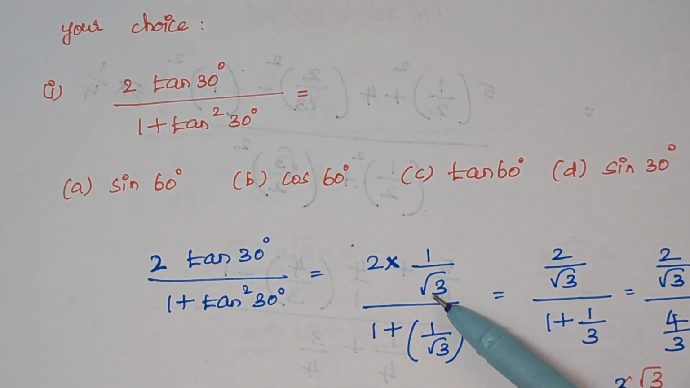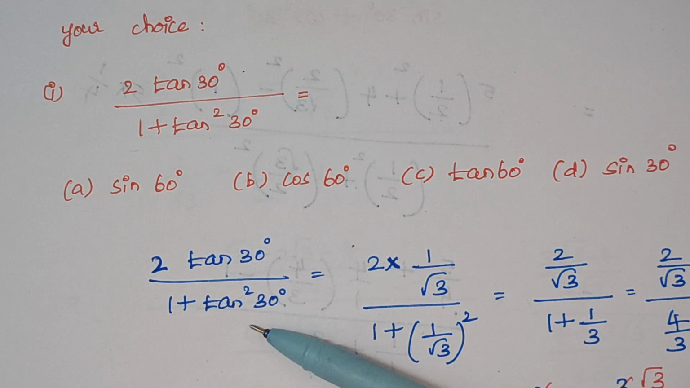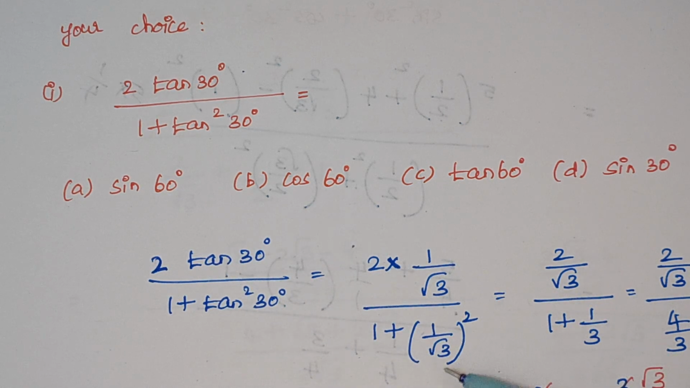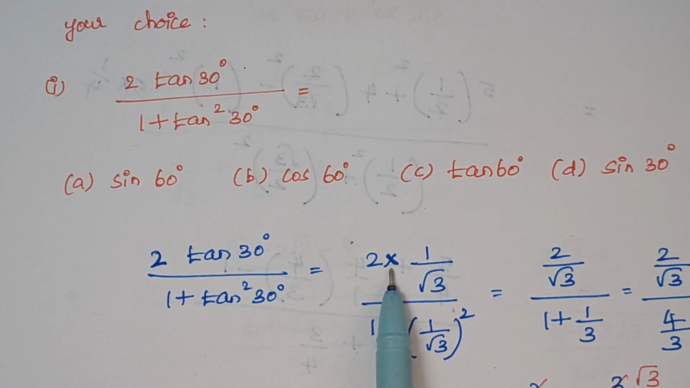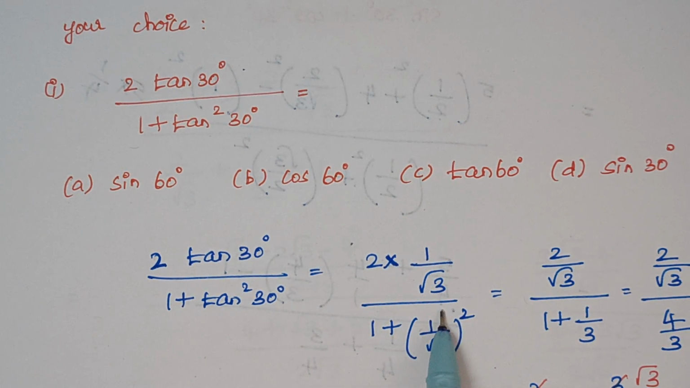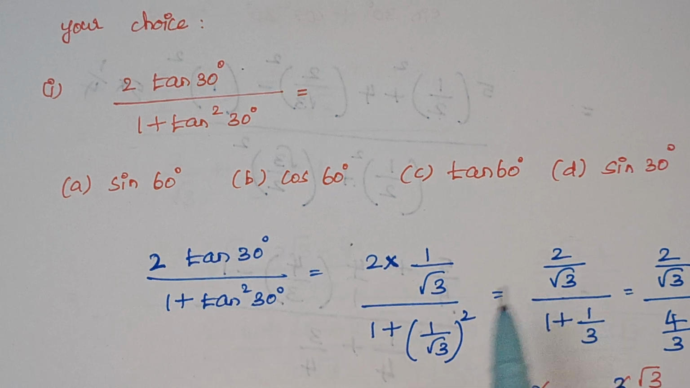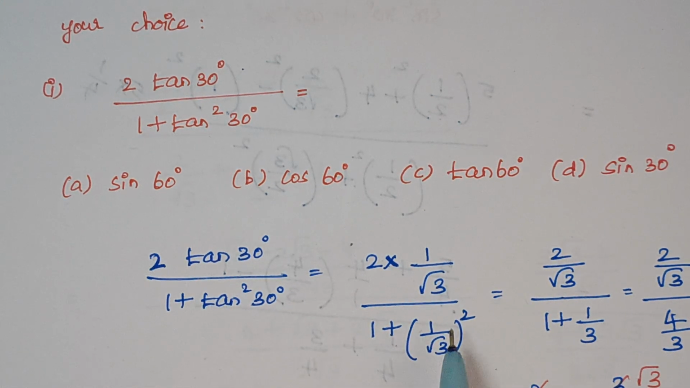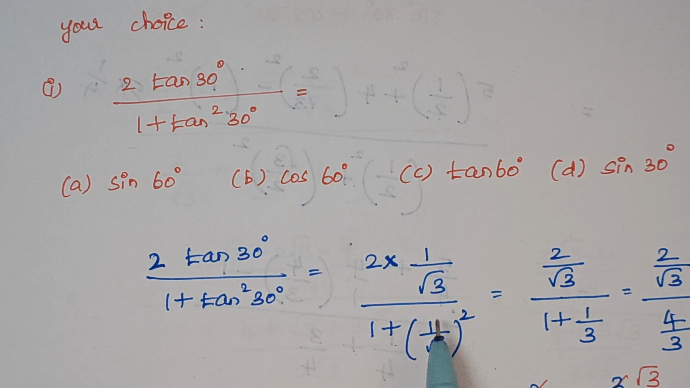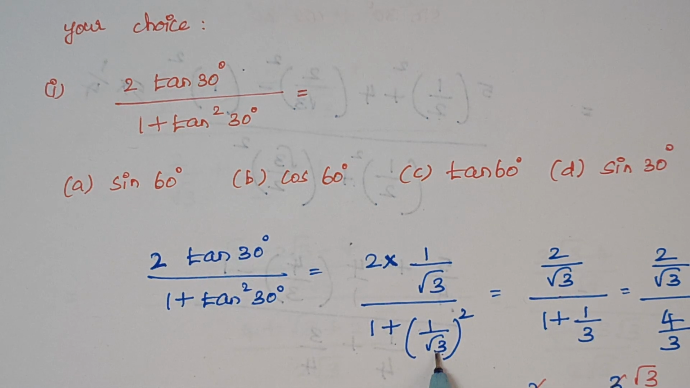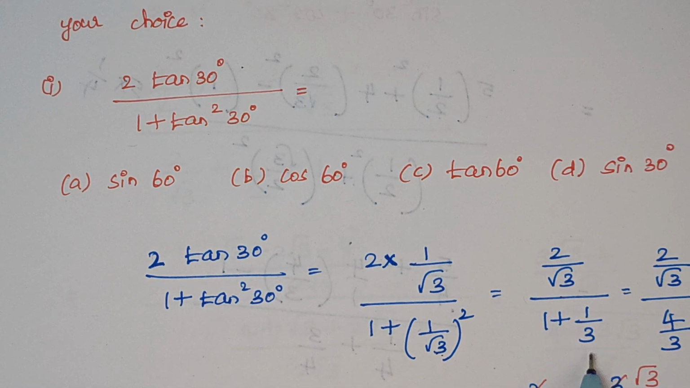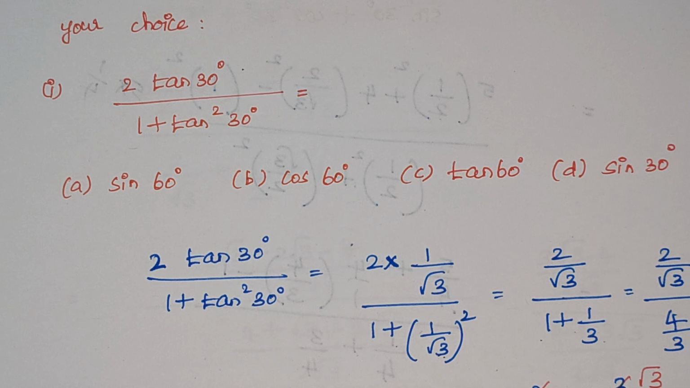Tan 30 is 1 by root 3. And here also the same tan 30 but it is squared. So 1 by root 3 the whole square. Right. So here it is multiplication. So 2 into 1 by root 3 becomes 2 by root 3. And here 1 plus. So 1 by root 3 when it is squared, 1 square is 1 and root 3 the whole square is 3. Right. So 1 plus 1 by 3.